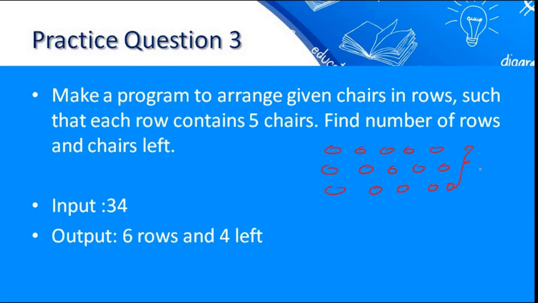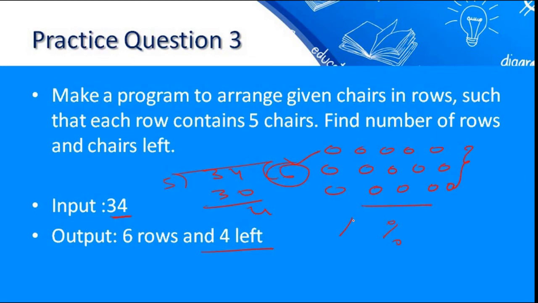Okay, then we have to find the number of rows, how many rows are there, and if some chairs are left that cannot be arranged in these rows, then we have to find out those chairs left also. For example, here given is 34. So what we can do, we can divide 34 by 5. Now in this way we will get 6 rows and 4 left. So we can easily find out how many rows will be there and how many chairs are left, again by using this division and mod operator.